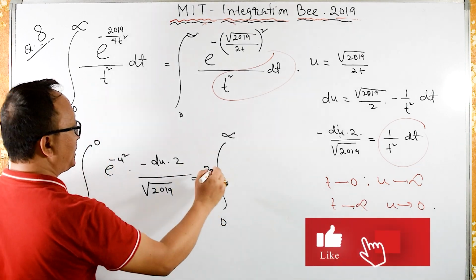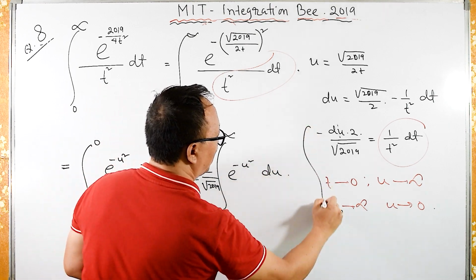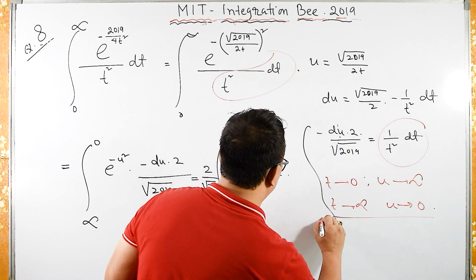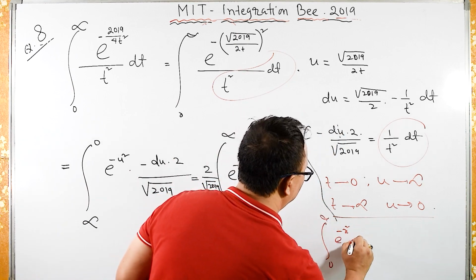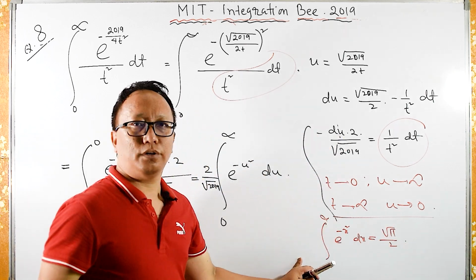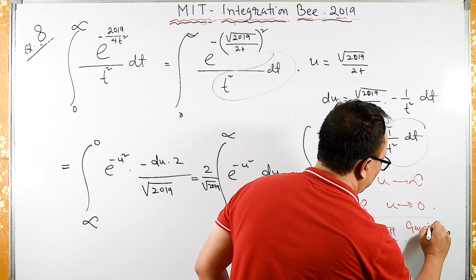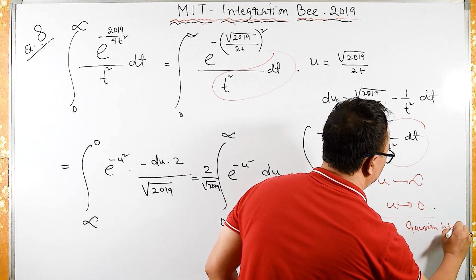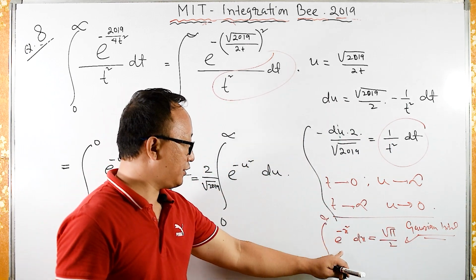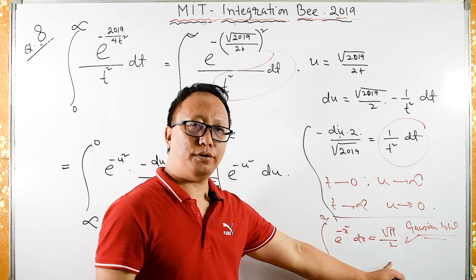2019, what we have is e raised to minus u square into du. What is this? Now the integral from 0 to infinity of e raised to minus x square dx equals root pi upon 2 by the Gaussian integral. By the Gaussian integral, from 0 to infinity e raised to minus x square dx is equal to square root of pi upon 2.